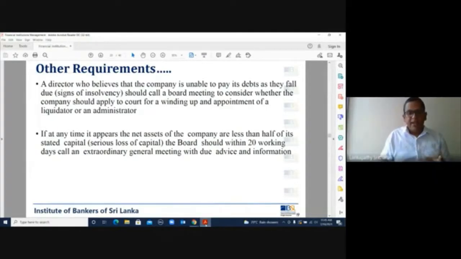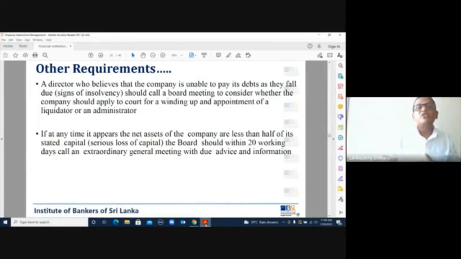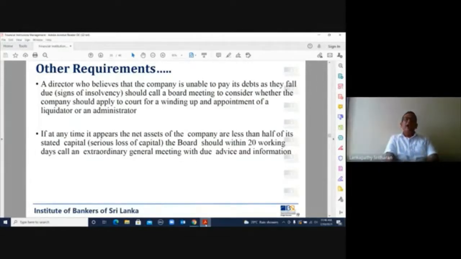For example, this is an insolvent situation. The company enters into insolvency, a sign of insolvency. So if a director believes that the company has entered into an insolvency situation, he has to call for a board meeting and request them to consider whether to wind up the company or appoint a liquidator or administrator. That is one of the duties of the director.